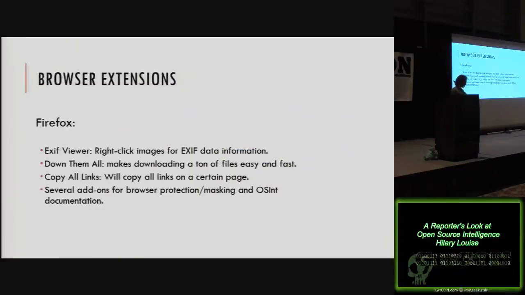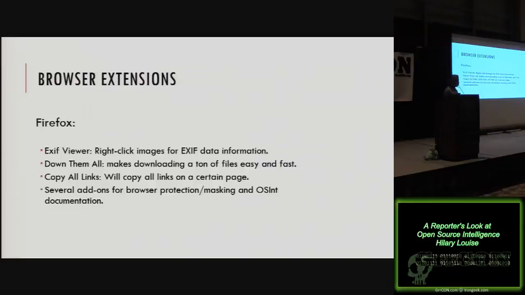So start with a couple of browser extensions. There's extensions for pretty much everything, right? His book has, oh boy, I think close to 100. These are ones that I've either used or have looked at using. Exif Viewer will provide you information from photographs, metadata, things like that. DownThemAll makes downloading a ton of files easier than if you're just doing it one-off. It's kind of like a batch process. Copy All Links will copy all links on a certain page. The name is what it does.